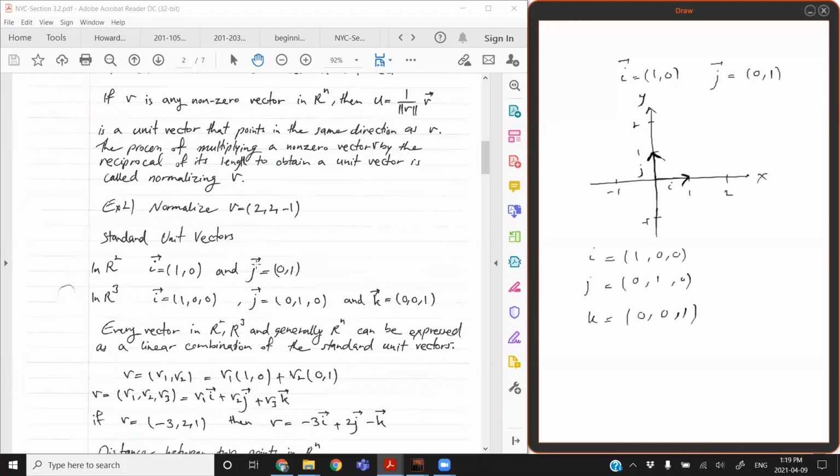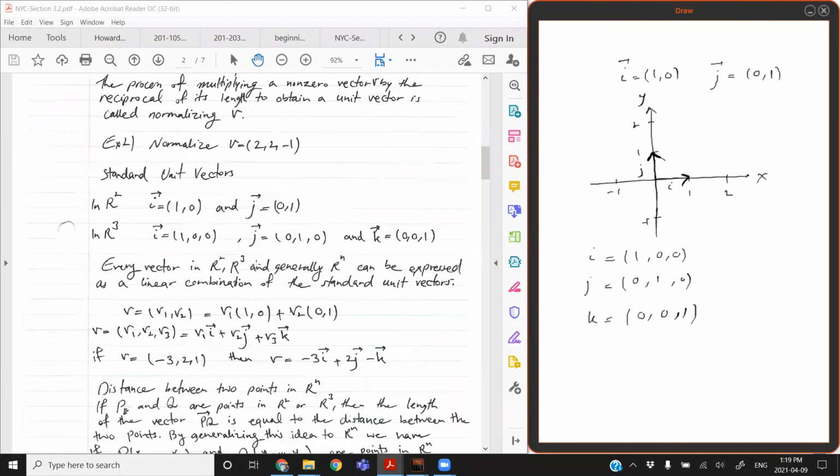Because of the way we define vector algebra, the way we define vector addition and scalar multiplication, it is possible to write any vector as a linear combination of these standard unit vectors. So any vector in R2 can be written as a linear combination of i and j. For example, if I have the vector 2, 3, I can write it as 2i plus 3j.